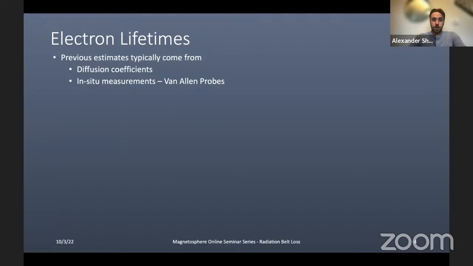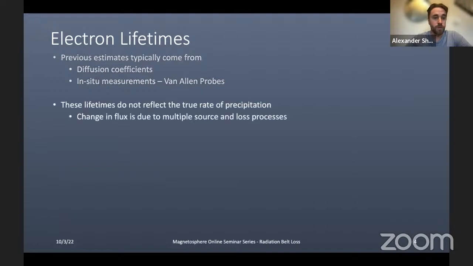So typically, previous estimates of electron lifetimes have been calculated theoretically from diffusion coefficients, and then often compared to in situ measurements, such as Van Allen Probes, like what we saw on the last slide. Electron lifetime estimates from in situ measurements are accurate when assessing the risk to spacecraft. However, from a particle precipitation point of view, these lifetimes do not quite reflect the true rate of electron precipitation into the Earth's atmosphere. The change in flux is due to multiple source and loss processes, which cannot be easily disentangled, often contributing to maybe a slight overestimation of the electron lifetime.